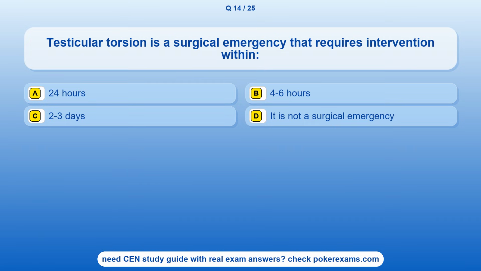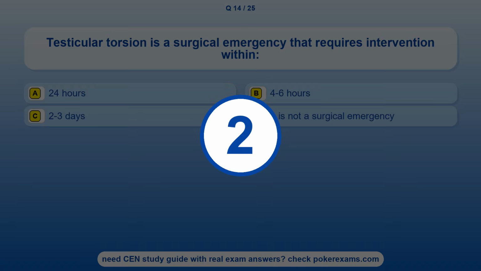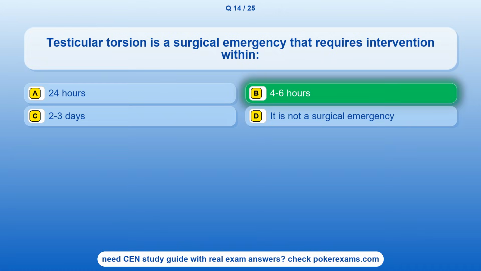Question 14. Testicular torsion is a surgical emergency that requires intervention within option A, 24 hours. Option B, 4-6 hours. Option C, 2-3 days. Option D, it is not a surgical emergency. The correct answer is option B, 4-6 hours.